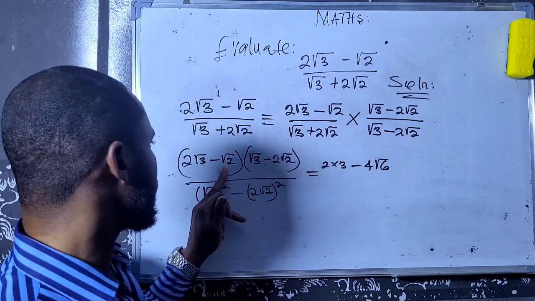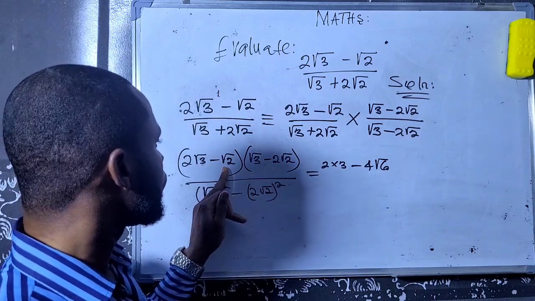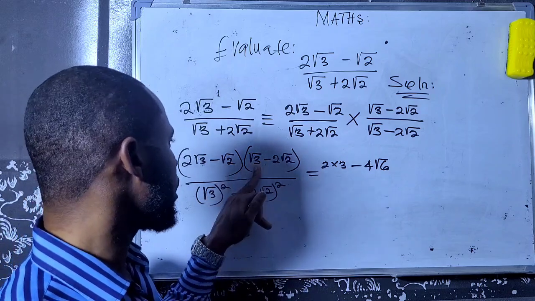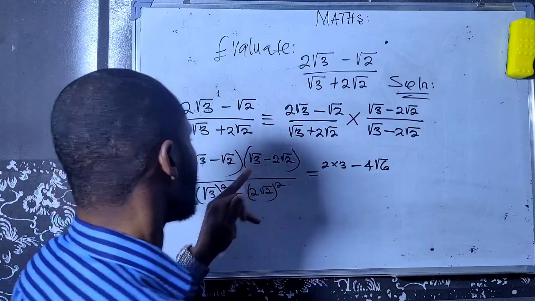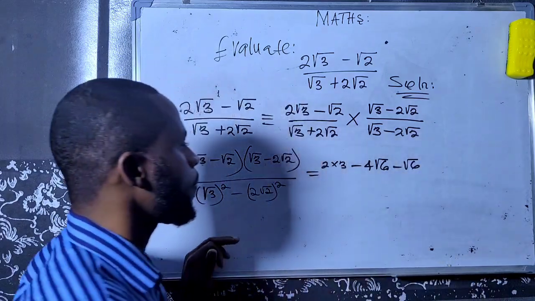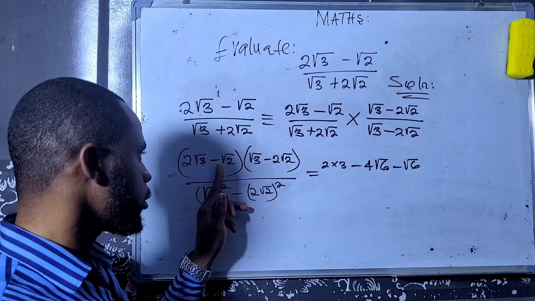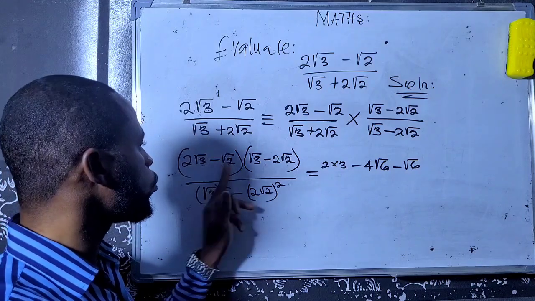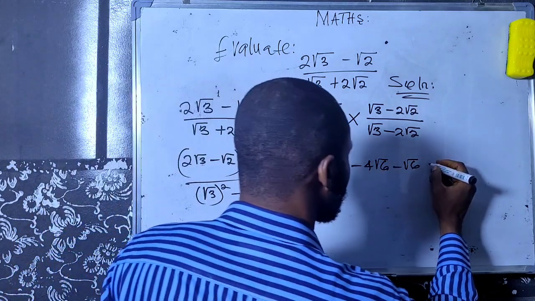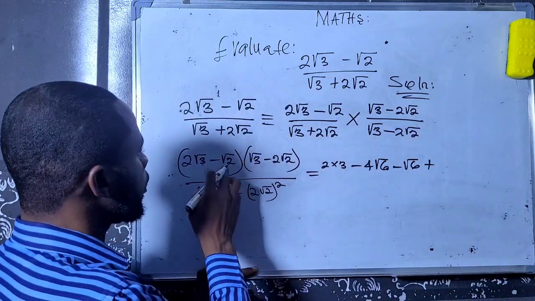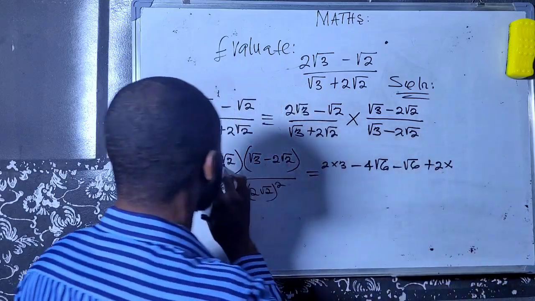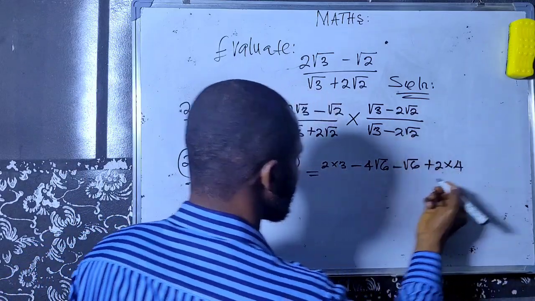Then again, we move down here to the second term, which is minus root 2 multiplied by root 3, that will give us minus root 6. And again, we multiply minus root 2 multiplied by minus 2 root 2. Minus times minus will give us plus. Then 1 times 2, that will give us 2. Then root 2 times root 2, that will give us 2.